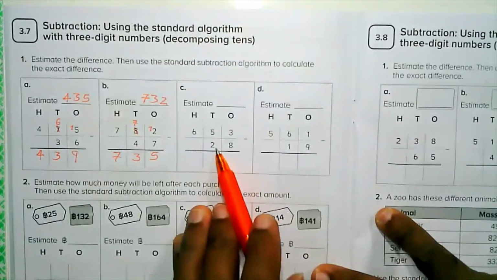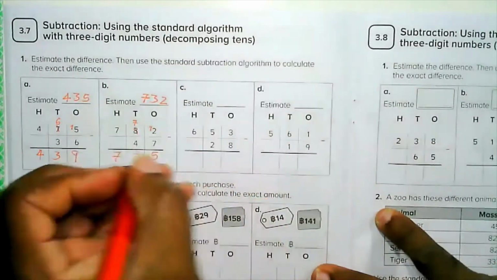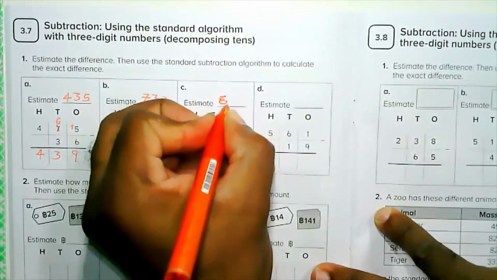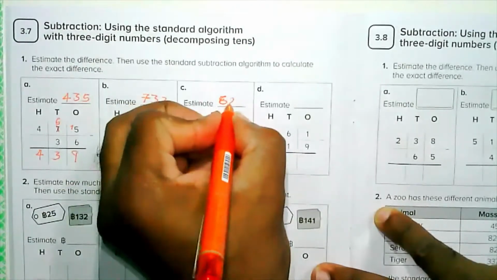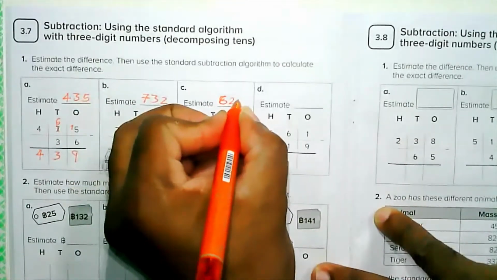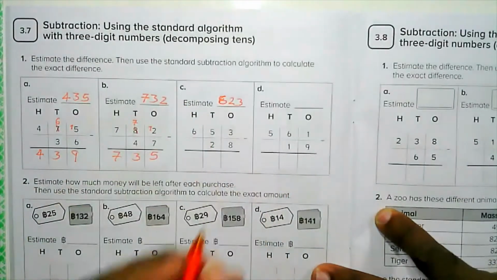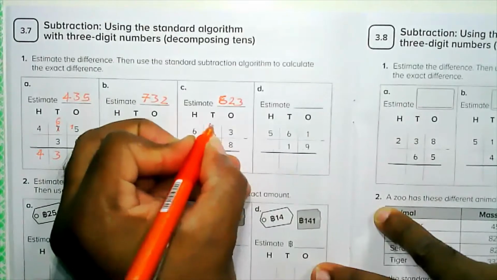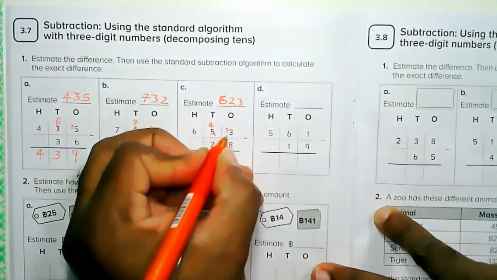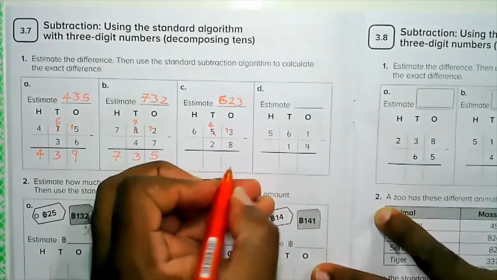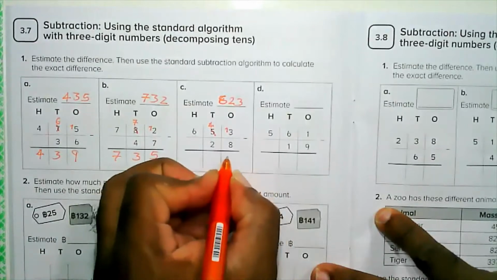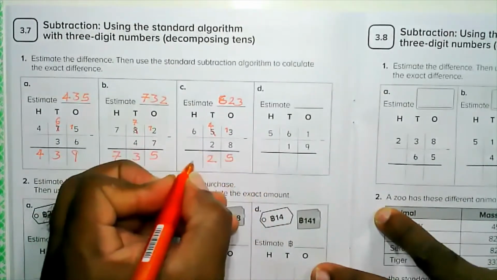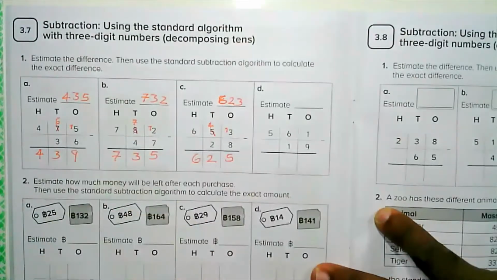Estimate this to be 30. Subtract 30 from here will be 623. So now let's do the actual calculation. Borrow 1 from here will remain 4. Bring the 1 here. 13 minus 8 will be 5. 4 minus 2 will be 2. 6. Very close, ain't it?